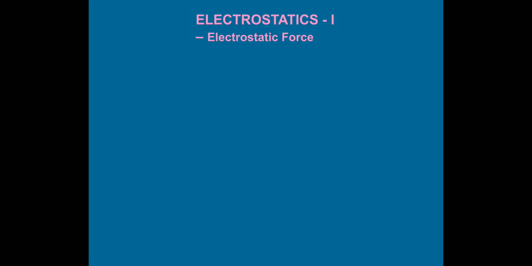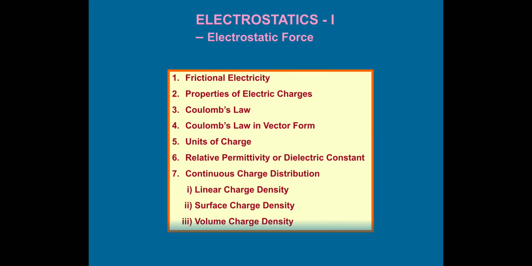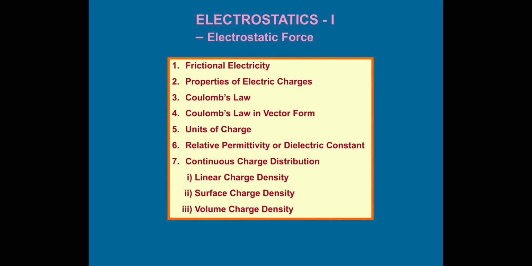Now, the topics in this chapter will be: number 1, frictional electricity; 2, properties of electric charges; Coulomb's law in vector form; units of charge; relative permittivity or dielectric constants; continuous charge distribution; linear charge density, surface charge density and volume charge density. So first topic is frictional electricity.